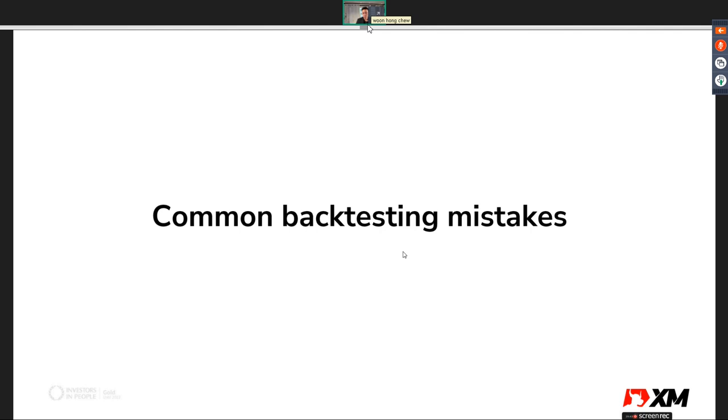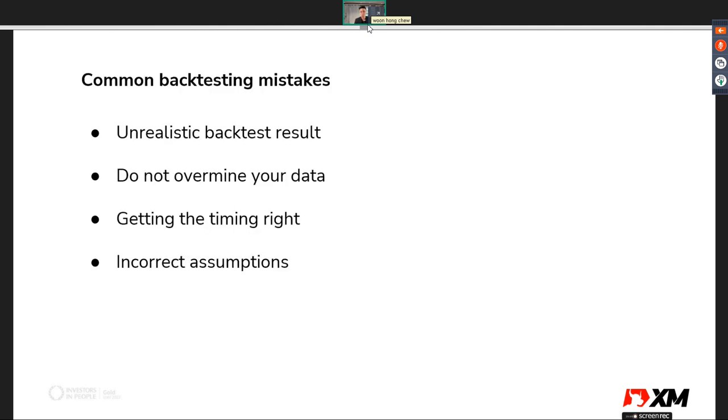Okay, so the last part is common backtesting mistakes that beginners usually make because they are unsure of how they should backtest their strategy. Firstly would be unrealistic backtesting results. For example, you backtest your data and you realize that it came out with a profit of maybe 50% in 3 months. Then you know that you are being biased towards this strategy and you're only taking profitable trades. You should always backtest your strategy and realize that you could actually make losses as well.